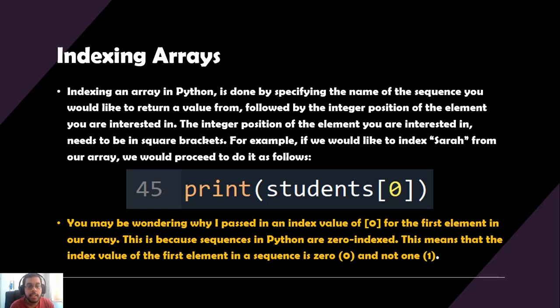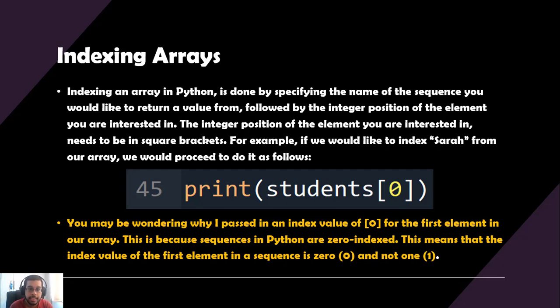Indexing arrays. Indexing an array in Python is done by specifying the name of the sequence you would like to return a value from, followed by the integer position of the element you are interested in. The integer position of the element you are interested in needs to be in square brackets. For example, if we would like to index Sarah from our array, we would proceed to do it as follows.